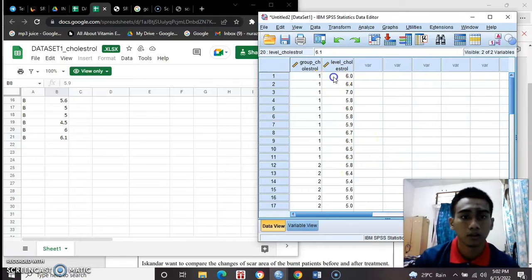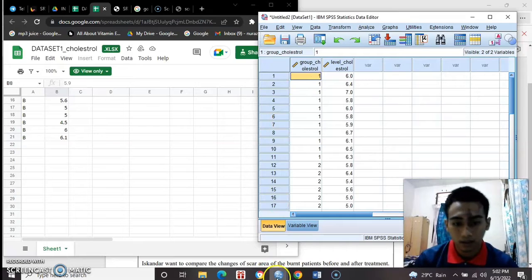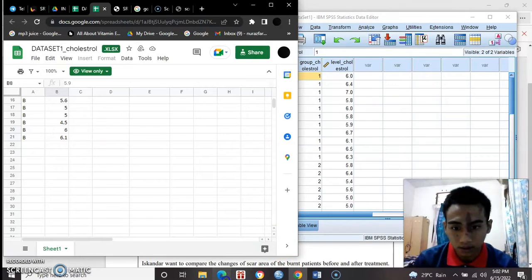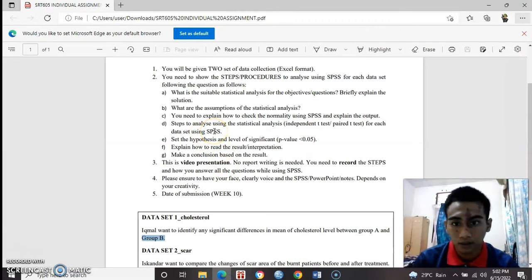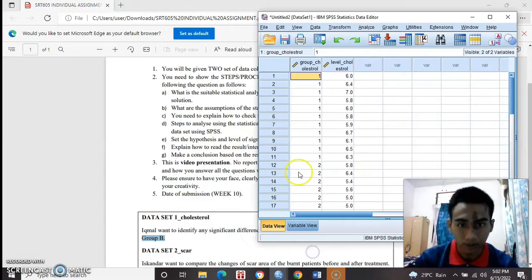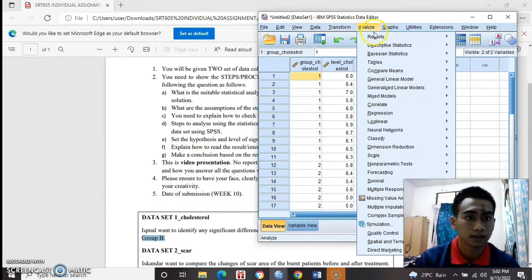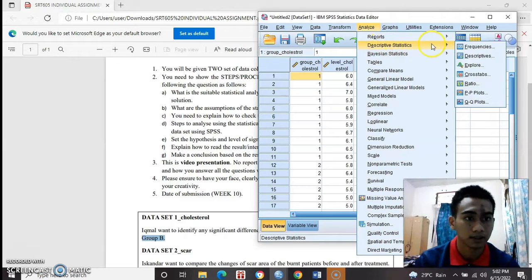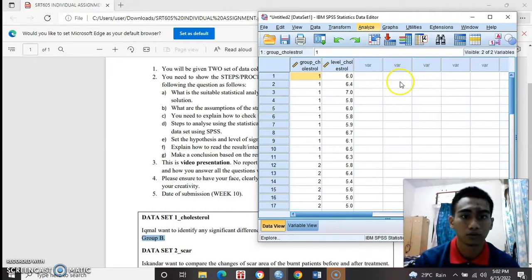Next question is we want to analyze using the independent t-test or the paired t-test for each dataset using SPSS. So we go back to the SPSS. We go to Analyze, Descriptive Statistics, and Explore to identify the data.